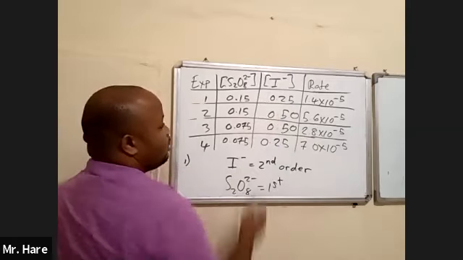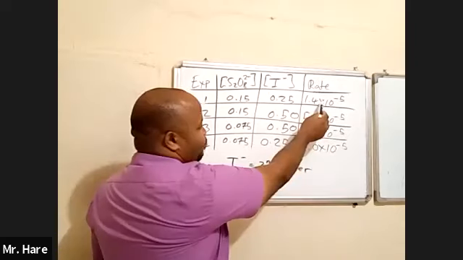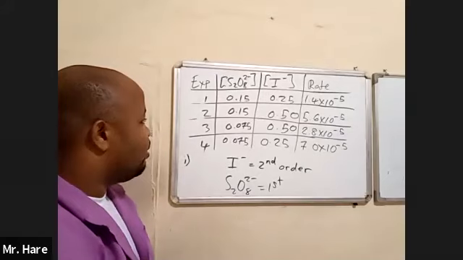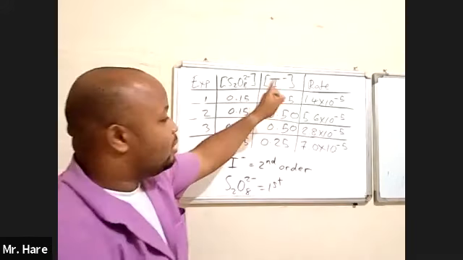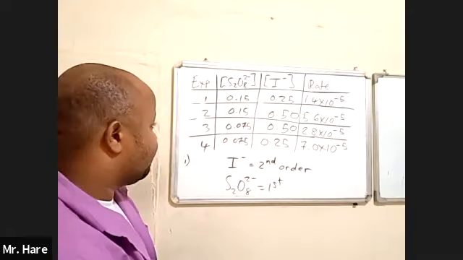So from comparing experiments 1 and 2, we double the concentration and the rate increased by a factor of 4. That is a second order reaction. If you double the concentration and the rate goes up by a factor of 4, second order.